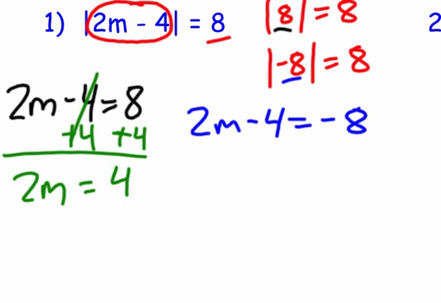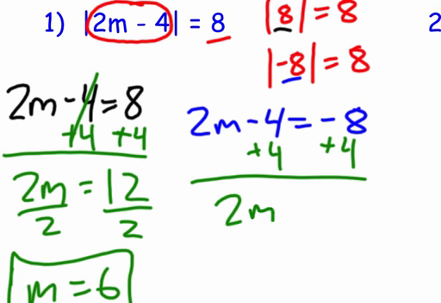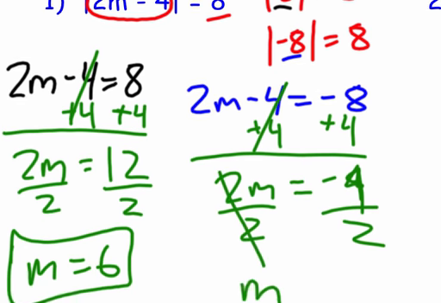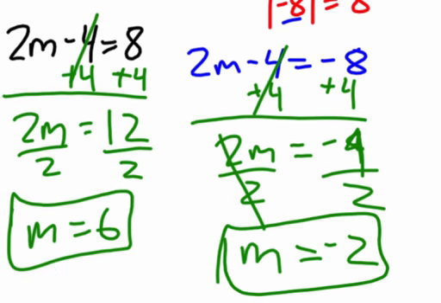Oh, wish I could add. And divide by 2. So m equals 6. And do the other one. Same thing. Add 4, add 4. Bring my 2m down. Bring my equal sign down. Negative 8 plus 4 is negative 4. Divide by 2. m equals, well, negative 4 divided by 2 is negative 2. And so m equals 6 and m equals negative 2.